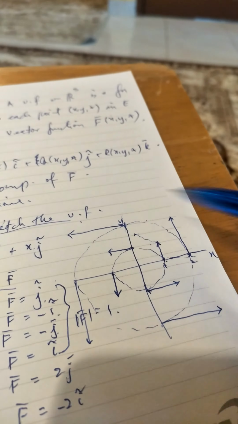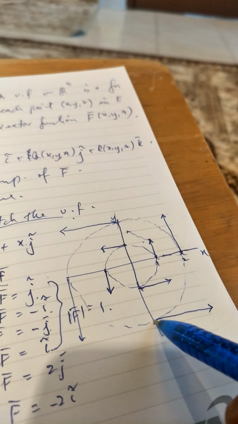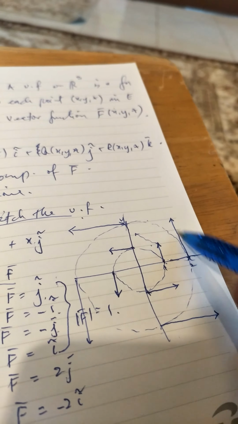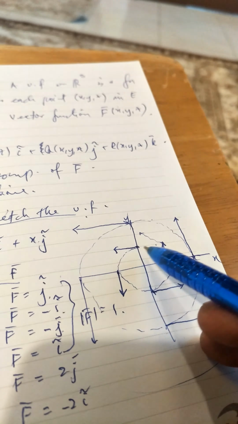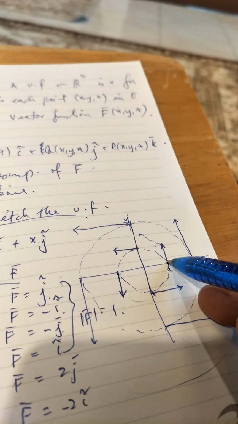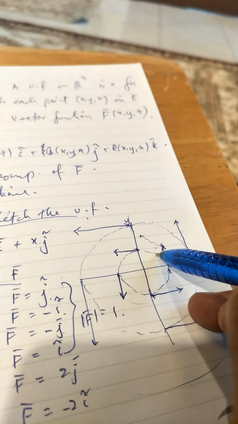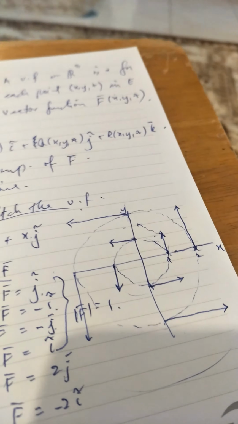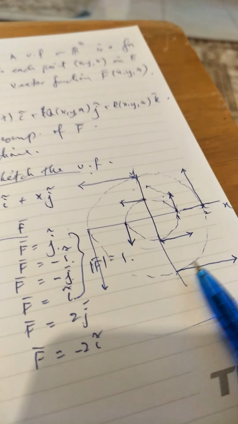So the vector field at this point basically is a tangent to that circle. You can see here, this is the tangent to that circle. Here you can see the tangent to that circle. Here it goes tangent to that circle, and so on and so forth. So this is the vector field.